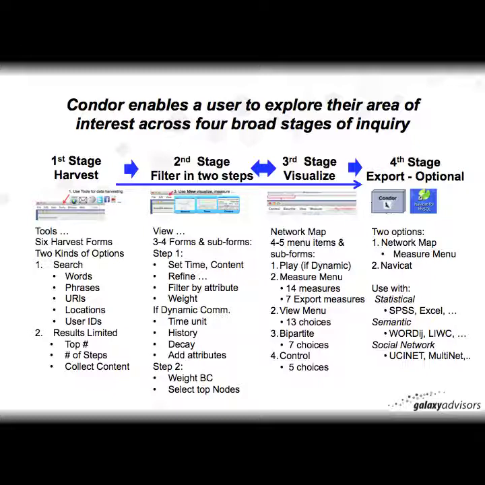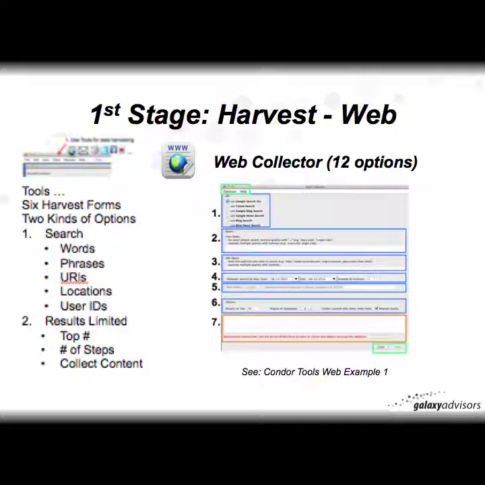So this provides a broad overview of the forms, and now I'm going to go through each stage one at a time to give you even finer detail. If you look at the first stage, there are 6 broad program areas. We can look at the web collector, which gives you 12 different options for setting what type of API you want to collect between: Google, Google News, Bing, Bing Search, Bing News, options to enter your query, and URLs for the query. You can set a geocode around the area, and then limit the results to the top number of nodes, number of steps, and collecting the content.